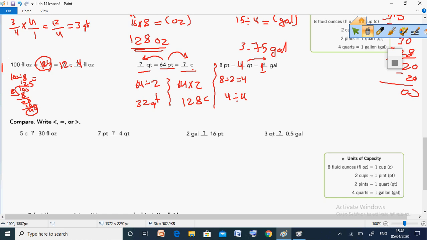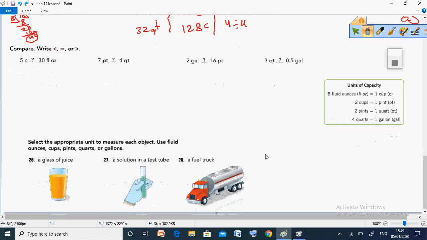I cannot convert from pint to gallon direct. No, we can't. We will go step by step from pint to quart, then from quart to gallon, or gallon to quart, gallon to pint, pint to cup. Like that. Step by step, we cannot skip any steps. Okay?